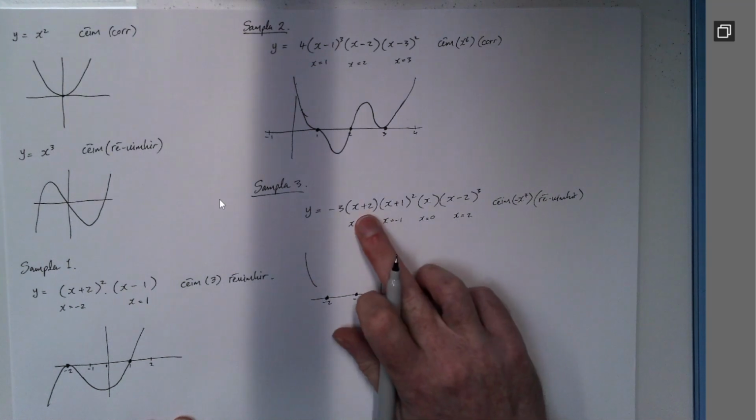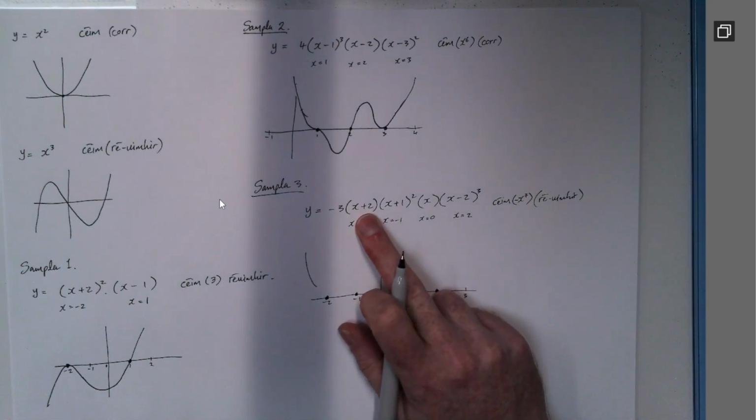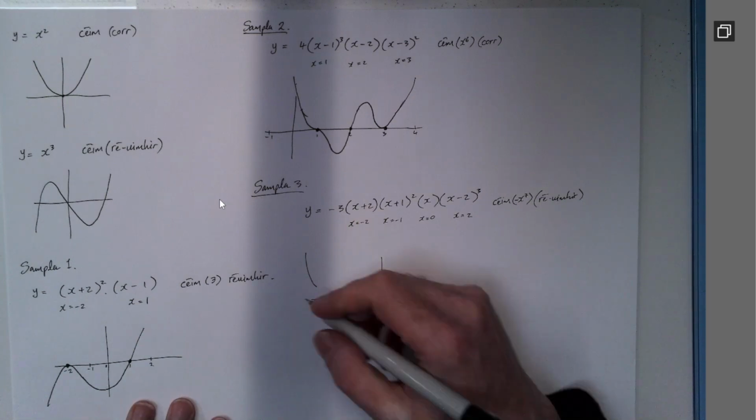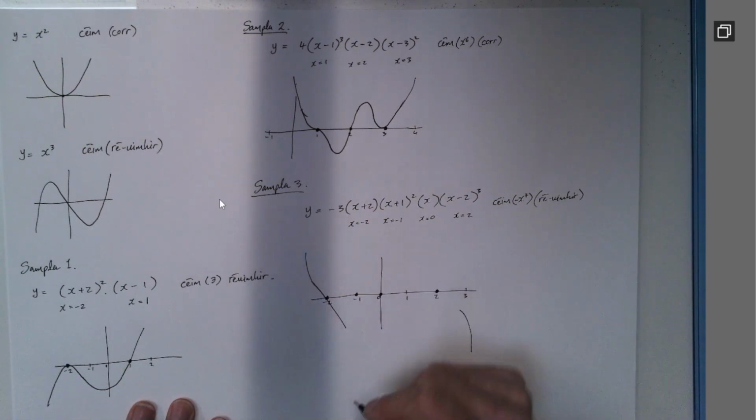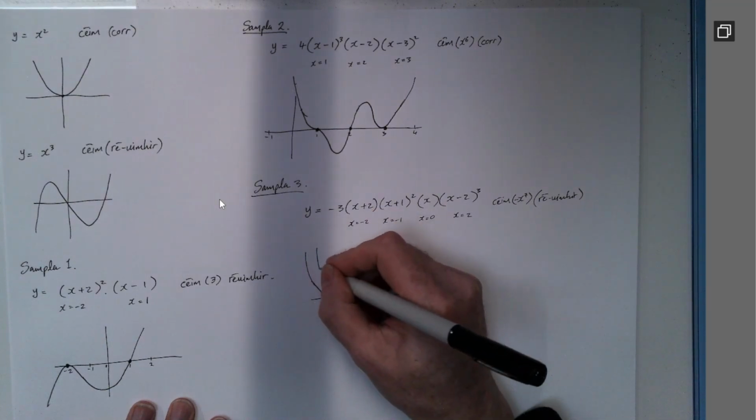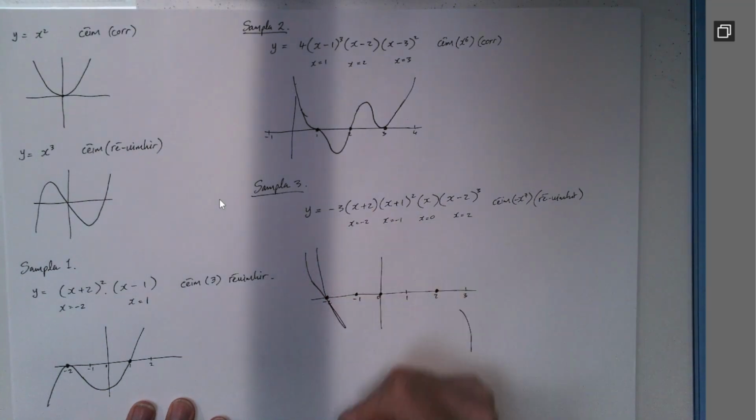Now, power of 1, so the factor is single. So it goes straight through. No curve, no nothing, just straight through. So we sketch this, straight through. Okay?